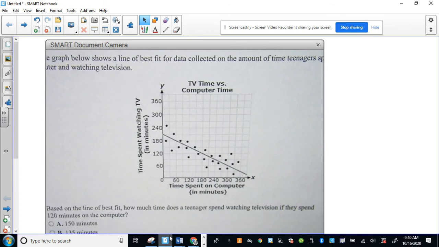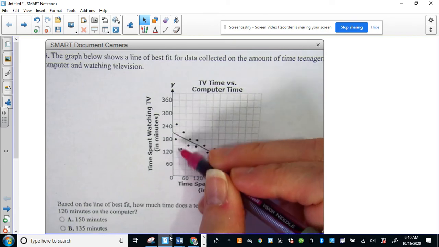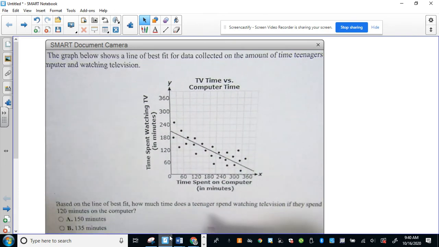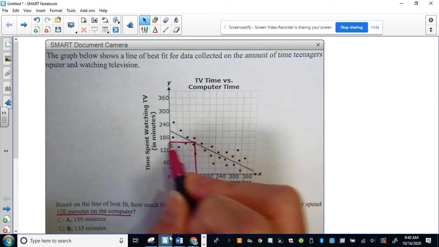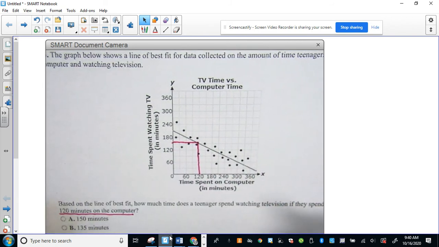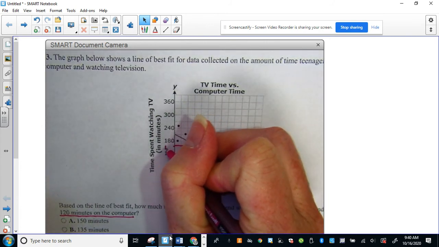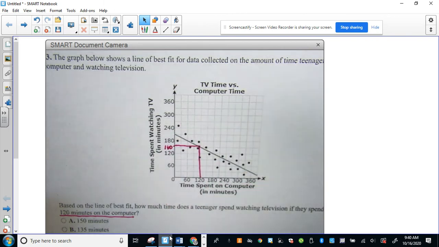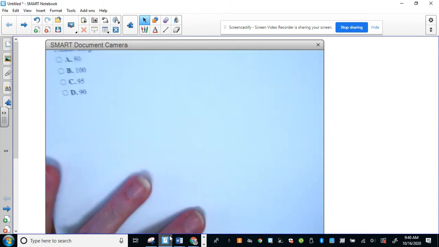Here, we're looking at time spent on the computer versus TV. Obviously, the more time you spend on the computer, the less time you're spending watching TV. So how much time does a teenager spend watching television if they spend 120 minutes on the computer? 120 minutes on the computer is about here. I'm going to trace that out. And it is, let's see, this point in between here would be 160. So it's a little bit over 160. So the answer would be C. 13 is C. Almost done.